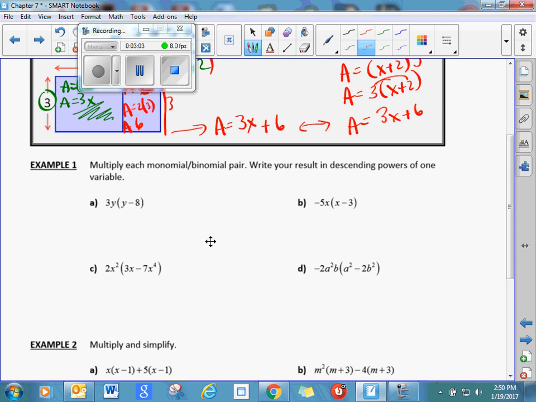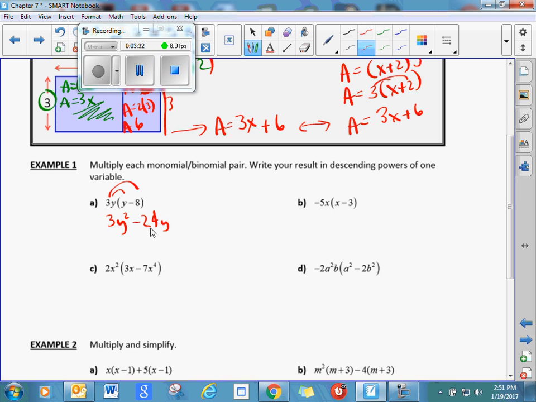So we're not going to draw a picture for these examples down here, but you could if you wanted to. So let's go ahead and distribute. You're going to notice that we're going to use our exponent rules when we're multiplying y to the first times y to the first. For example, we are going to get y to the second. We're adding our exponents. And then we're also distributing this 3y to this negative 8. So that's going to give us negative 24y.